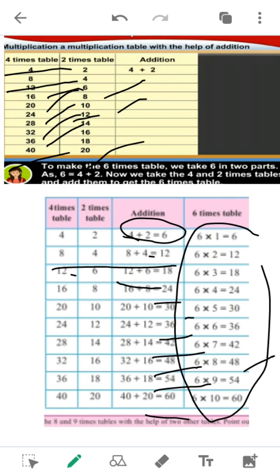Just as we can make the 6 time table using the table 4 and 2, we can make it using the table 5 and 1, 2.